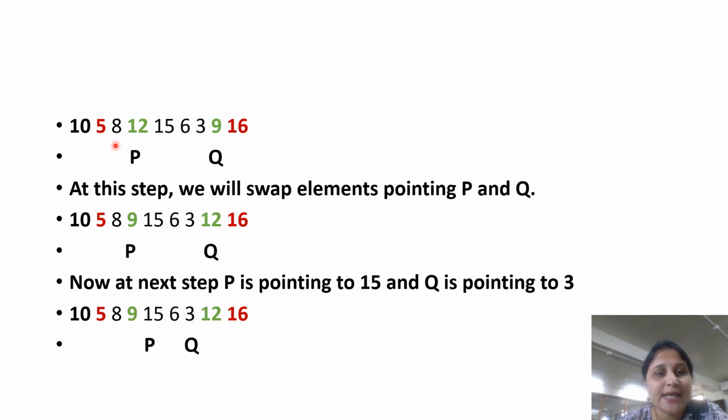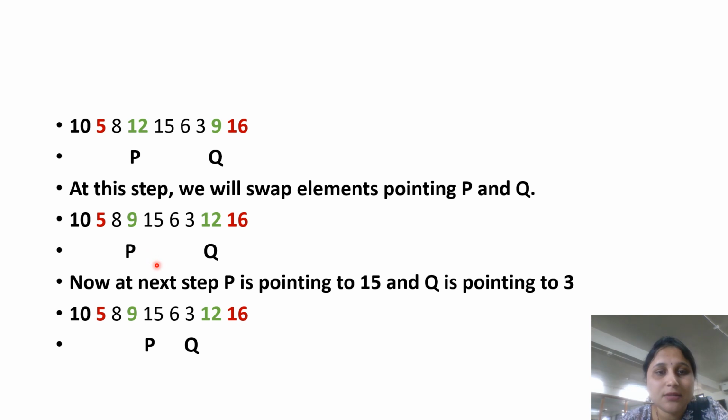Now 8 is remaining as it is. Now my P is pointing to 12 and Q, as we have already stopped it at 9 as it has followed the rule. Now at this step we will swap the elements pointing P and Q. So now here P is 12 which is greater than 10, so P is stopped and P and Q will swap with each other.